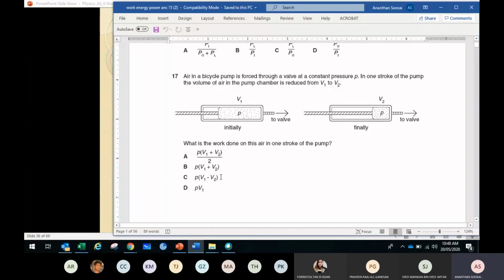But the actual answer should be: change in volume is final volume minus initial volume. Final volume is V2, initial volume is V1. So the actual answer should be P times (V2 minus V1). That's the actual answer. But in terms of magnitude, which should be the correct answer? C gives the correct magnitude. P(V1 minus V2) or P(V2 minus V1) give you the same magnitude. So the best answer out of these 4 is C. Okay, so work done.